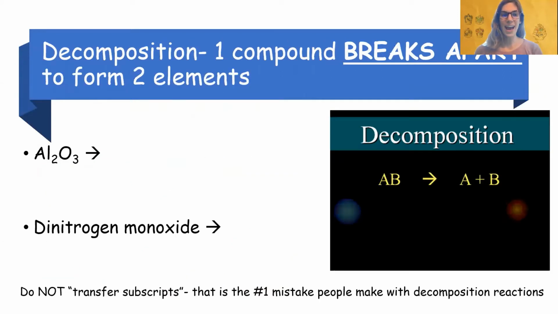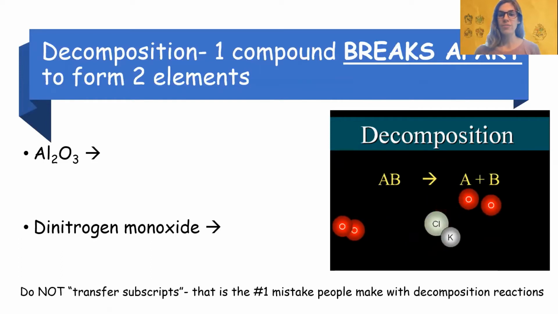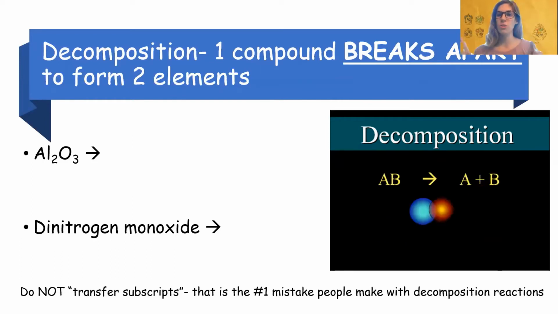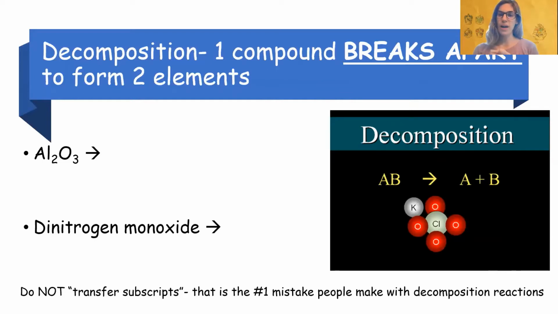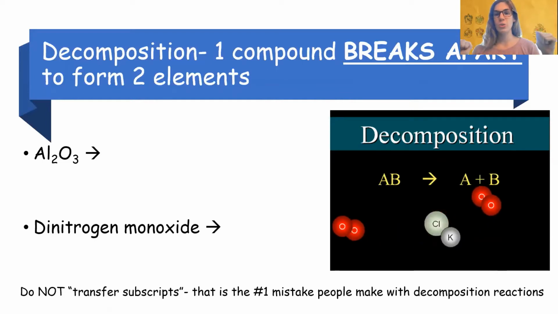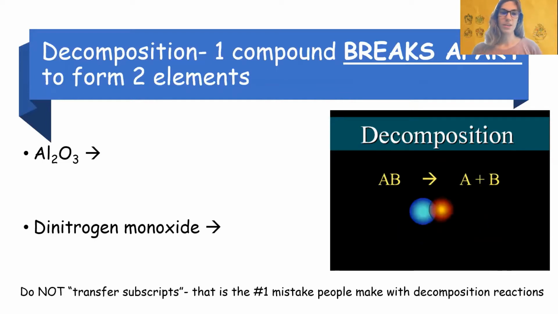Let's take a look at another type of reaction known as decomposition reactions. If synthesis reactions involve 2 single elements combining to form 1 compound, decomposition does the opposite. It takes 1 compound and breaks it apart into 2 separate elements. So in this example, I have Al2O3.